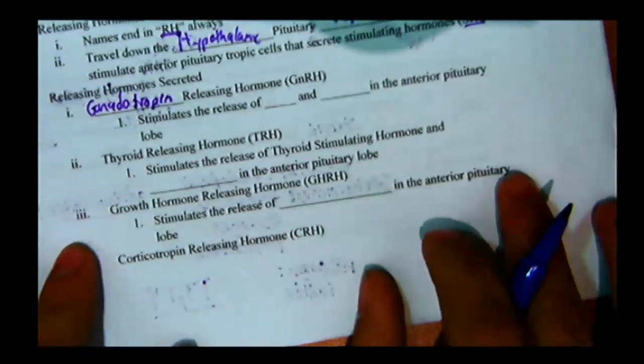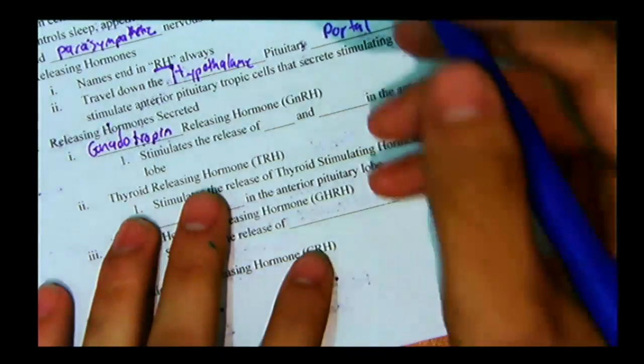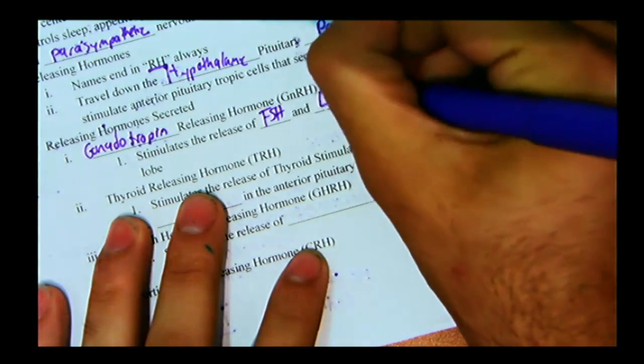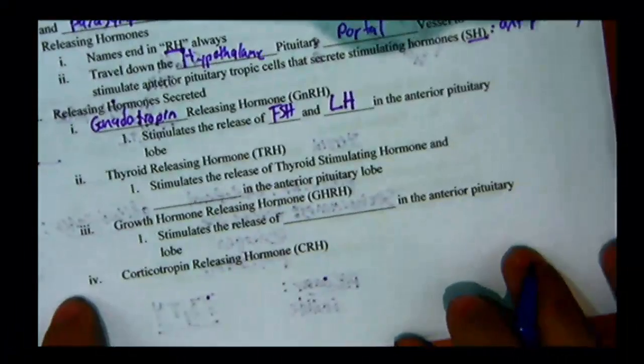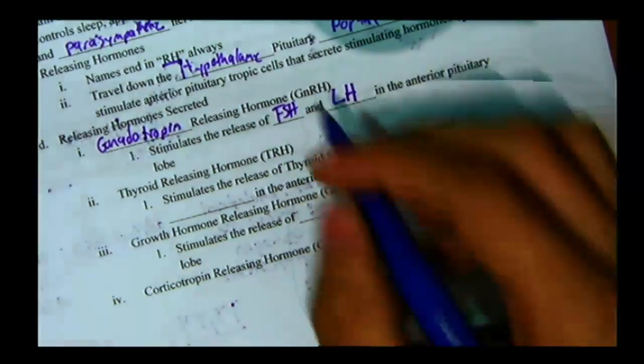So now we're at thyroid releasing hormone, or TRH. On the test, I'm pretty sure she'll just put TRH. She won't say what each thing stands for. So definitely know what it stands for, because it helps you to know what it stimulates. So it stimulates the release of thyroid stimulating hormone, or TSH, and what other hormone in the anterior pituitary? Prolactin.